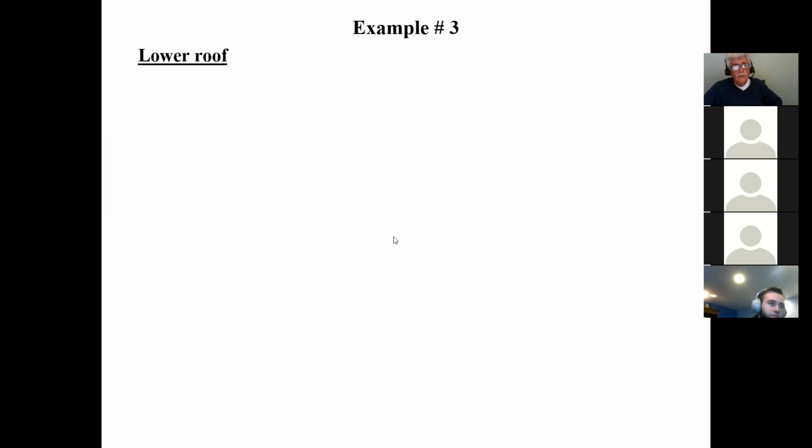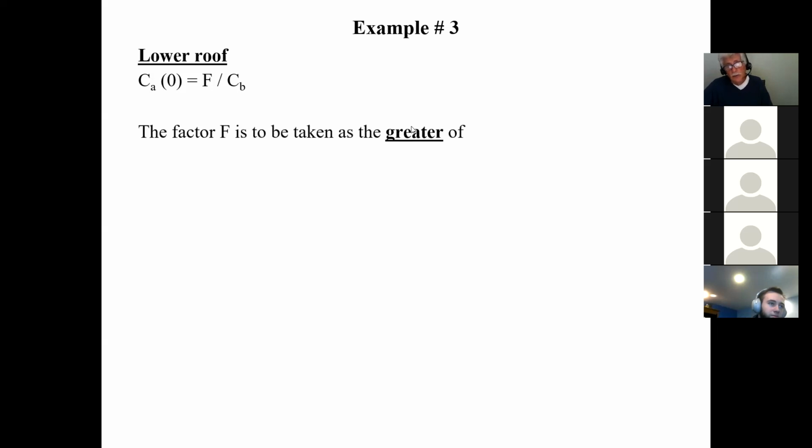So for this equation, now for the lower roof, I take the accumulation factor where the lower roof meets the upper roof. I have F divided by CB, and the CB is the CB of the lower roof. But like I said, in this case, they're both the same, 0.8. Now, F is taken as the greater of. So you got to take the higher of the two values. So F is either equal to 2 or F is equal to this equation here. Now, guys, don't forget, this is CB of the lower roof. And again, I'm going to repeat myself. It does not change because they're both one and the same for the upper and lower roof.